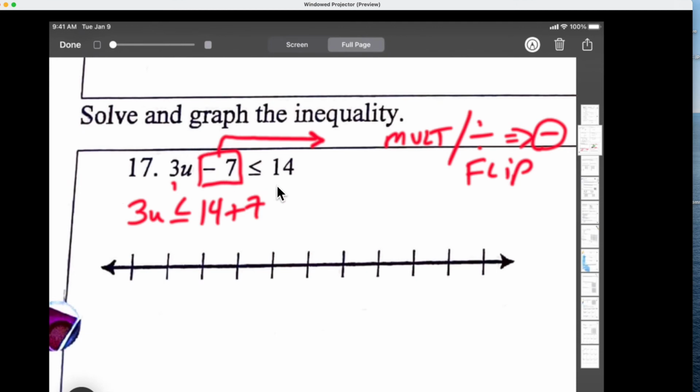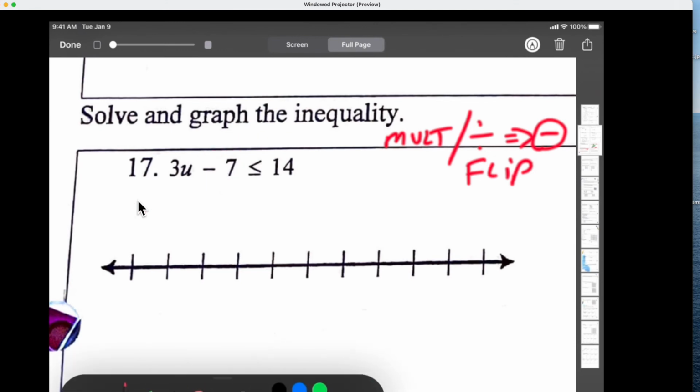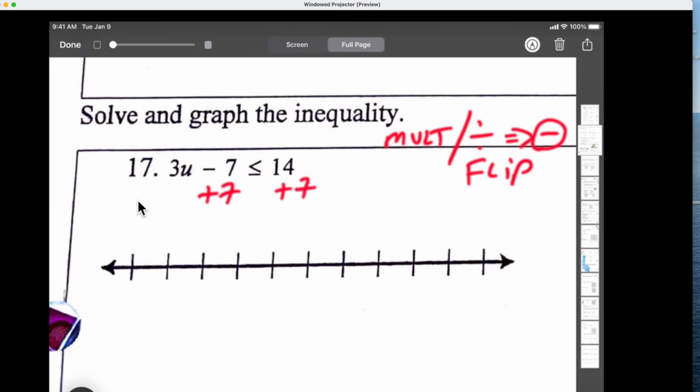Is there any reason to flip the sign there? No. We didn't divide or multiply. Basically, we added 7 to both sides. So in other words, what we did here was, to get rid of that negative 7, we added positive 7 to both sides. And that gave us 3u is less than or equal to 21.